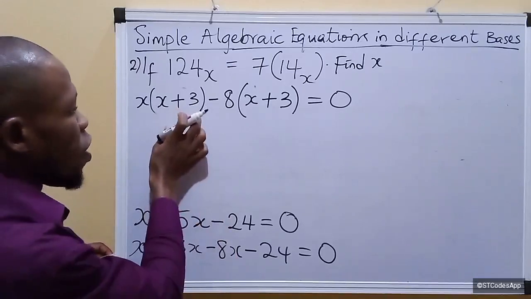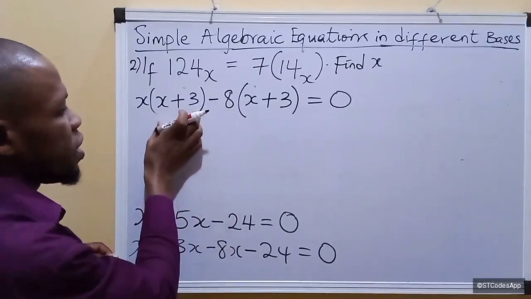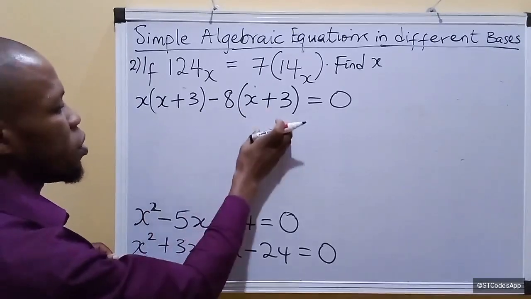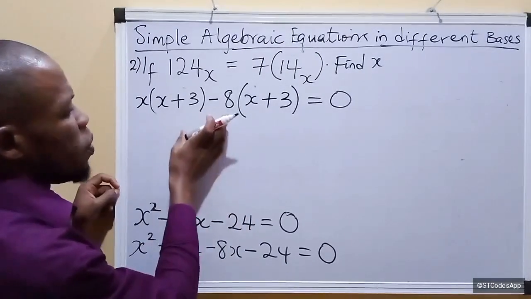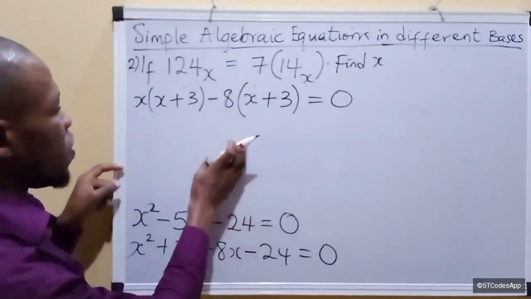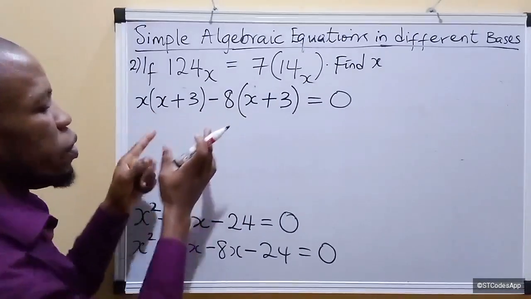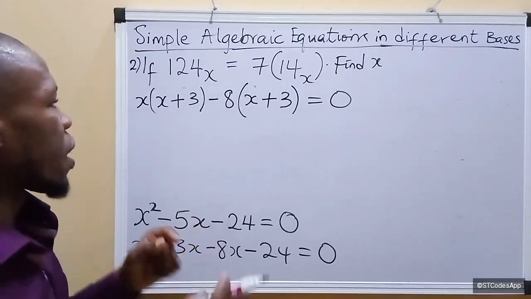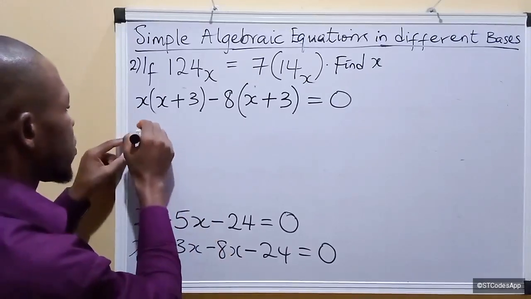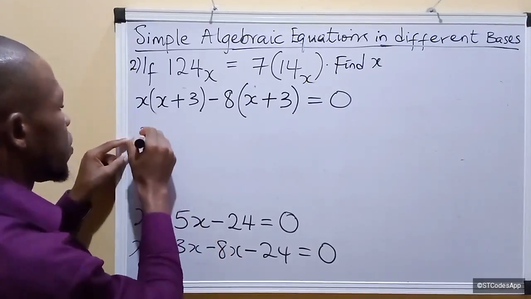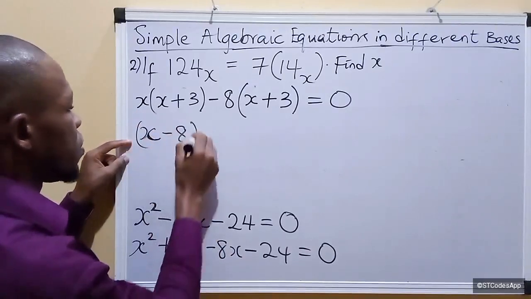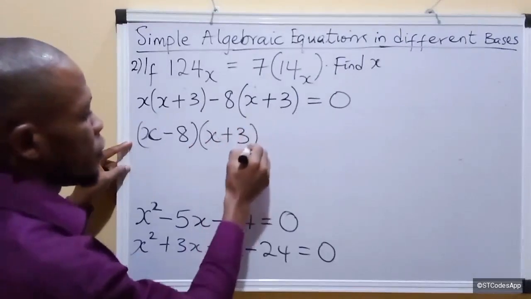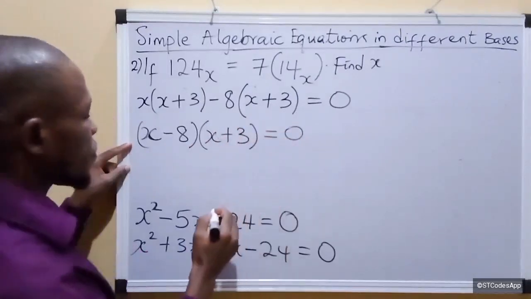Okay, to confirm that we are right with what we just did, you can see that in the two brackets here, we have the same term, x plus 3, x plus 3. We are going to make use of one of the terms, and then what we have outside the brackets, we merge them to form another term in a bracket. So here we're going to have x minus 8, then x plus 3 equal to 0.